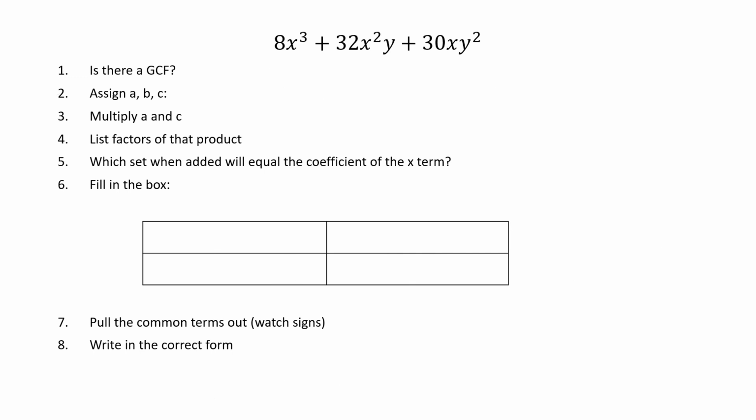All right, here's another one for you to try. So work it and then come back and let's see if you got it right.